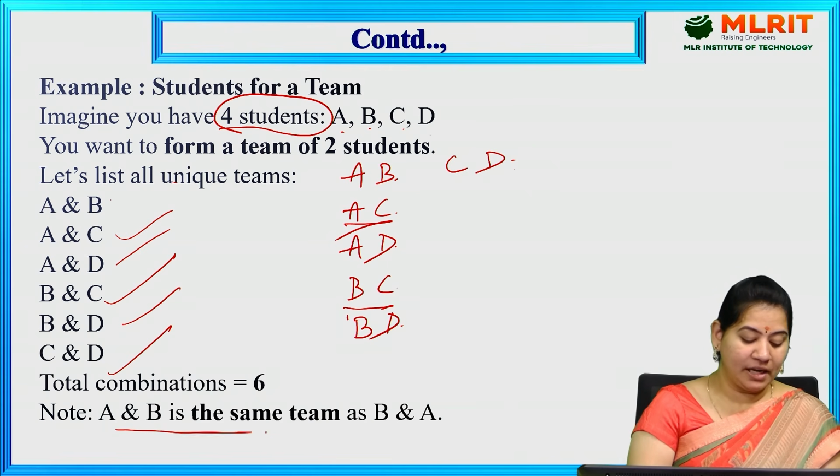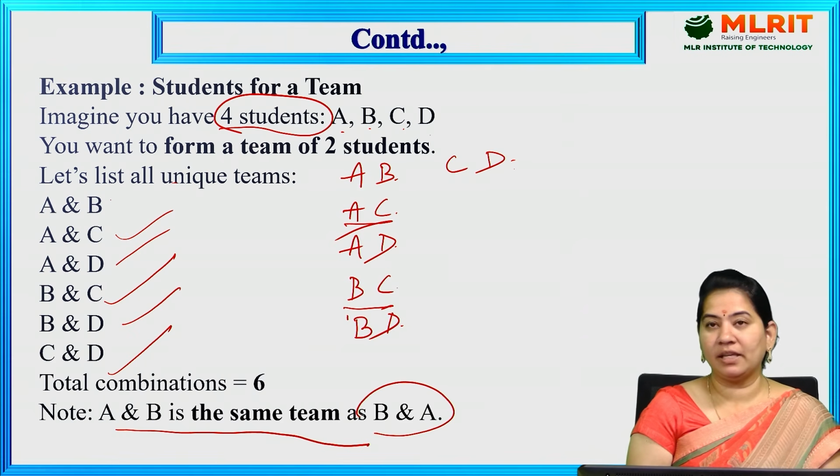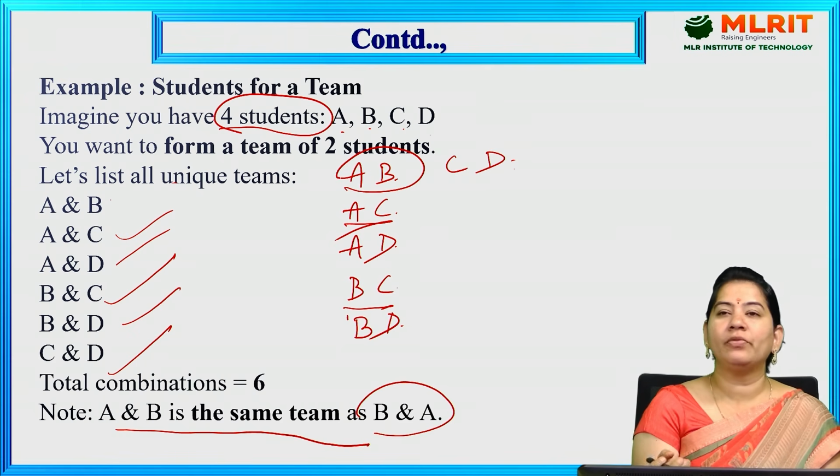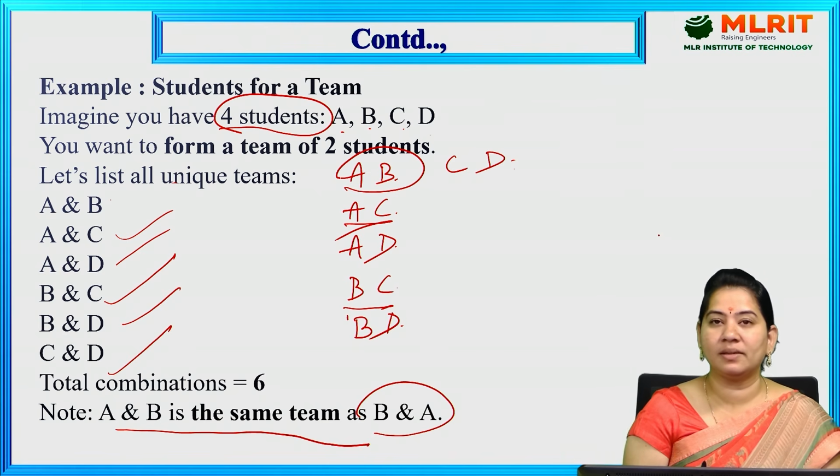So here A and B is the same team as B and A. If you are choosing A and B as one team, then obviously B and A is also the same team. So no need to take both AB and BA, as this is only selection, not arrangement here.